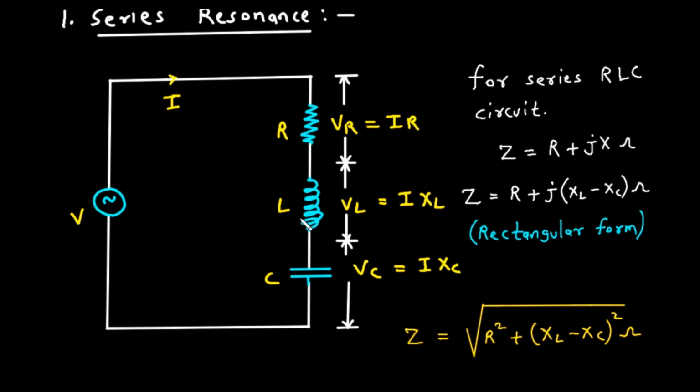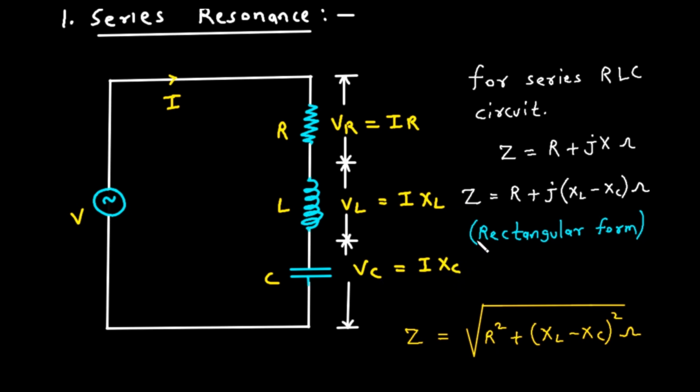Next, the current flows through an inductor, L. The inductor creates an opposition to the change in current, and this opposition is called inductive reactance, labeled X with a subscript L. The voltage across the inductor is VL equals I times XL. Finally, the current flows through a capacitor, C. The capacitor also opposes the flow of AC current, and its opposition is called capacitive reactance, labeled X with a subscript C. The voltage across that capacitor is VC equals I times XC.